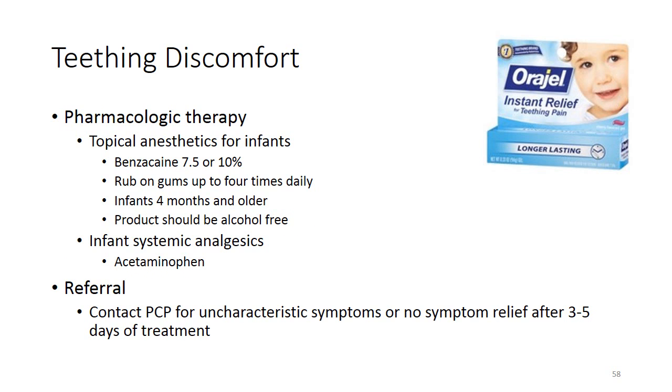Topical anesthetics can be used to temporarily numb the area. Only products marketed for infants should be used, and the infant must be at least 4 months old. The medication is rubbed on the baby's gums up to 4 times daily. Parents should make sure their product is alcohol-free. Systemic analgesics such as acetaminophen may be used as well. Babies with uncharacteristic symptoms such as vomiting, diarrhea, nasal congestion, malaise, pain, or symptoms that are not relieved after 3 to 5 days of treatment should be referred for medical care.